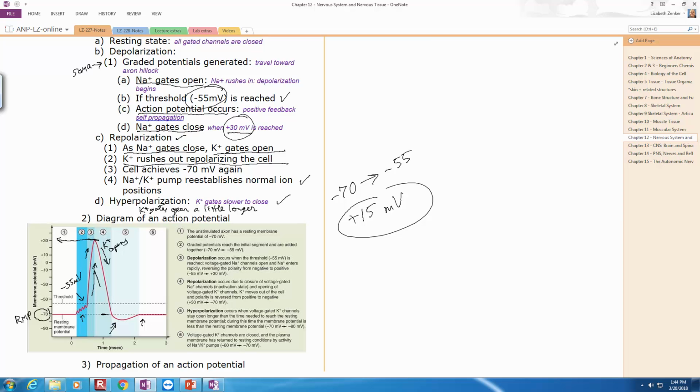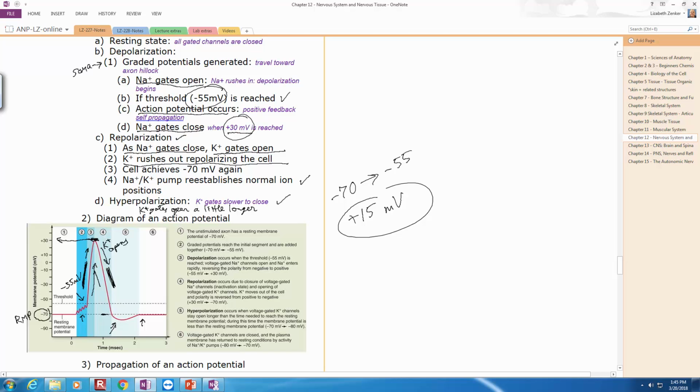So let's see, what else do I want to talk about? On that picture again, this area of the diagram right here, what's going on in that part? The sodium gates are open right there. When we hit positive 30, what happens at that moment? Sodium gates close, and thus also potassium gates open. So on this side of the curve, potassium gates are open, okay?